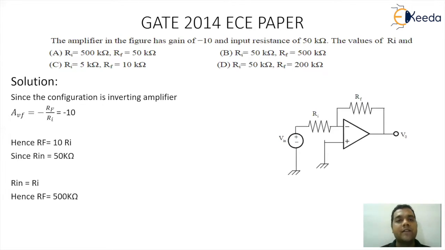So the answer is very simple. The value of your Ri resistor is going to be 50 kilo ohm, and the value of your Rf resistor will be 500 kilo ohm. So the correct answer for this question is option B. Ri 50 kilo ohm, Rf 500 kilo ohm.